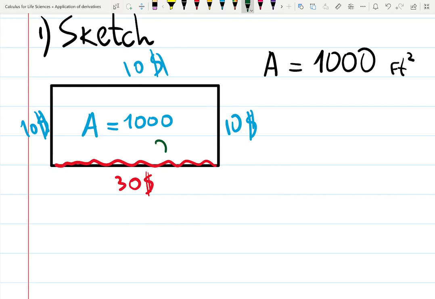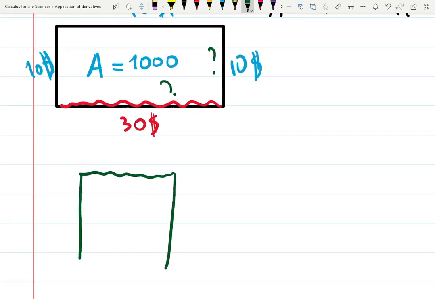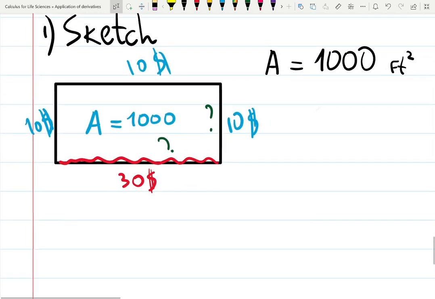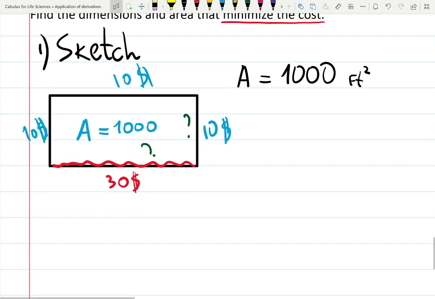We don't know the sizes of these. This is just approximation. How much should I invest into the expensive side? Maybe I should make it small and this long instead. Maybe that is the perfect size. So we don't know what kind of lengths each side should have, not to spend too much money, to minimize the cost. So let's again do the same thing we did last time.